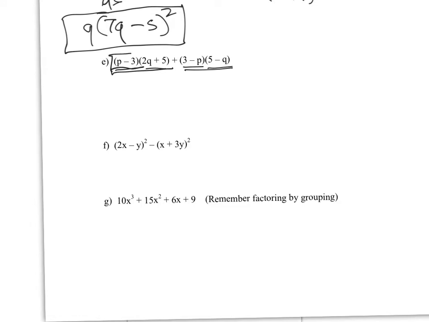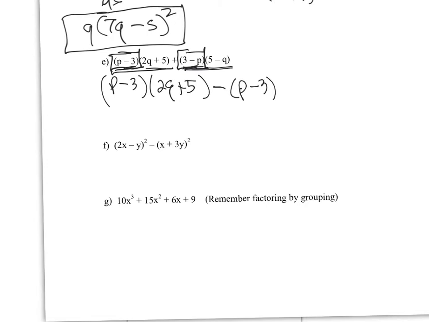And what we have is p minus 3 and its opposite, 3 minus p. And these are just negatives of each other. And so we can actually convert this to being the same factor as this. So we're going to rewrite this to make it p minus 3 times 2q plus 5. Now, since this is going to be negative, it's going to be minus p minus 3 times 5 minus q. So what this gives us is the ability to factor out this common factor from both of these terms, which gives us p minus 3.